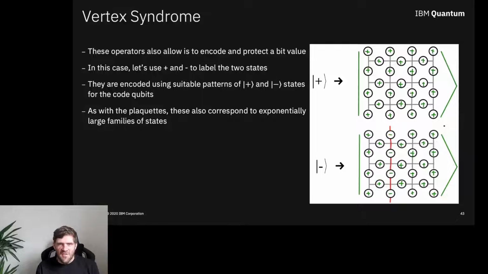So it's kind of like everything I said before with the Plaquette syndrome, but rotated by 90 degrees and in terms of pluses and minuses instead of zeros and ones, and any role played by the plaquettes is now played by the vertices, and any role played by the vertices is now played by the plaquettes. So that's why I'm not going into it in excruciating detail, because it's just the same again, but rotated 90 degrees, plaquettes and vertices swapped, and 0 and 1 and plus and minus swapped.